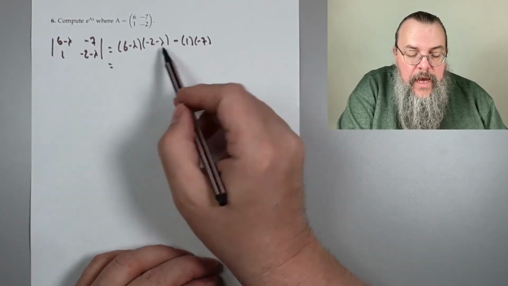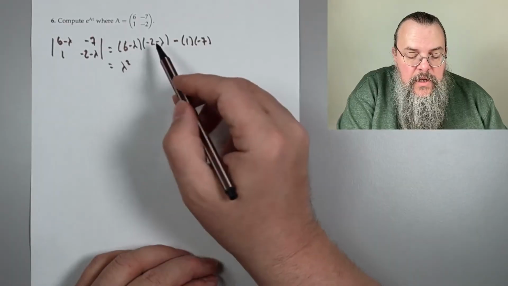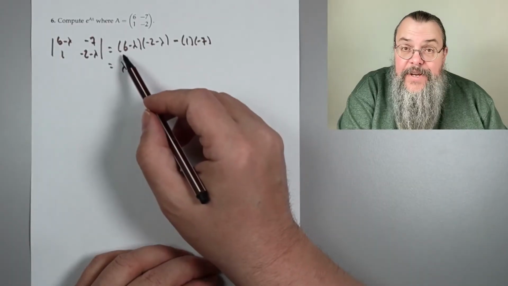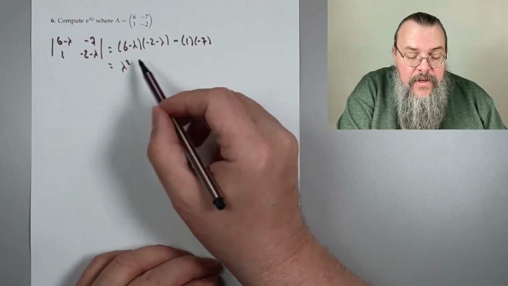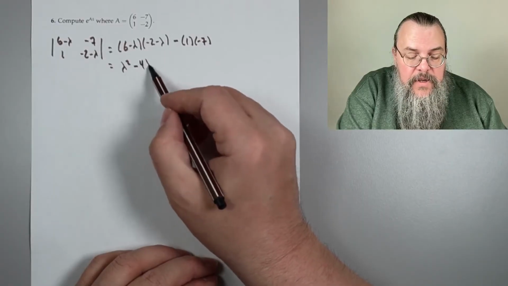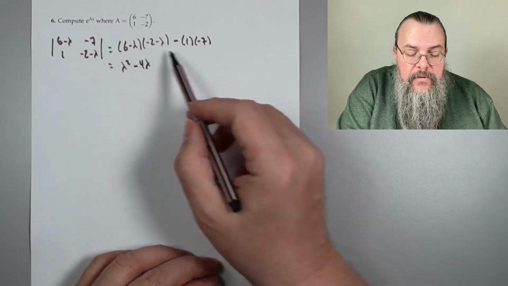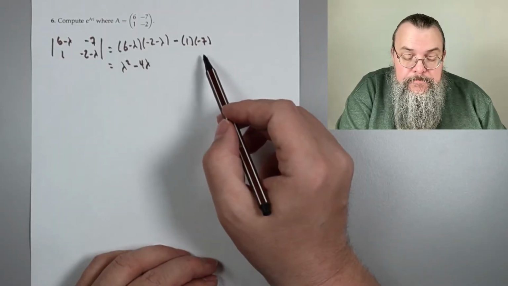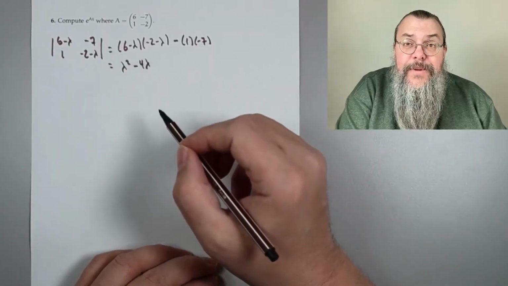All right, well, that's lambda squared. Cool. Then you get minus 6 lambda and plus 2 lambda. So that'll make minus 4 lambda. Then you get minus 12 and plus 7. That makes minus 12 plus 7 is minus 5.